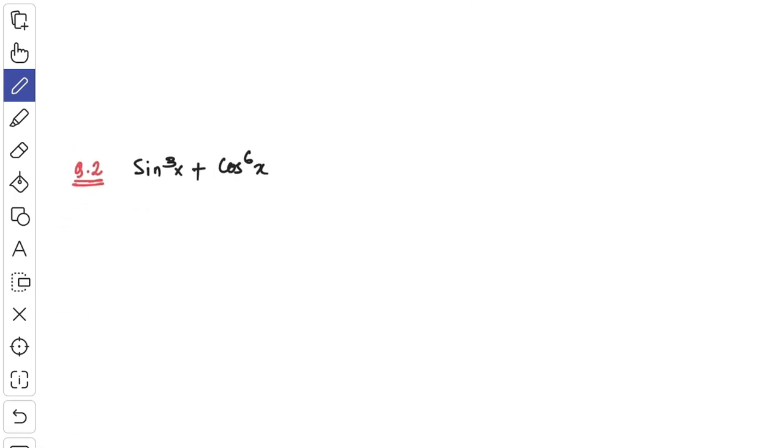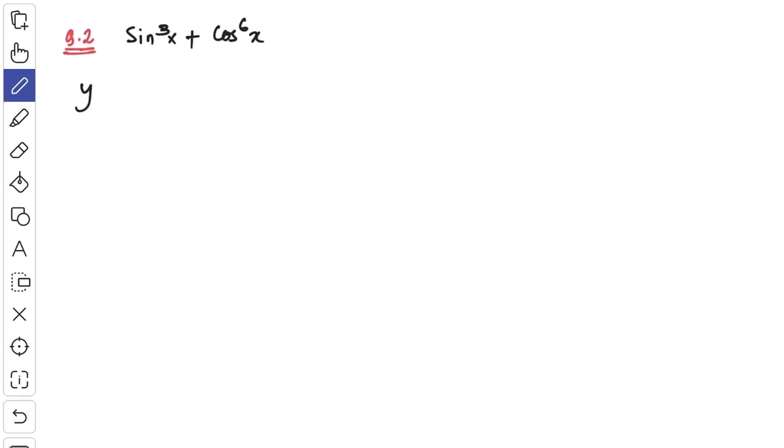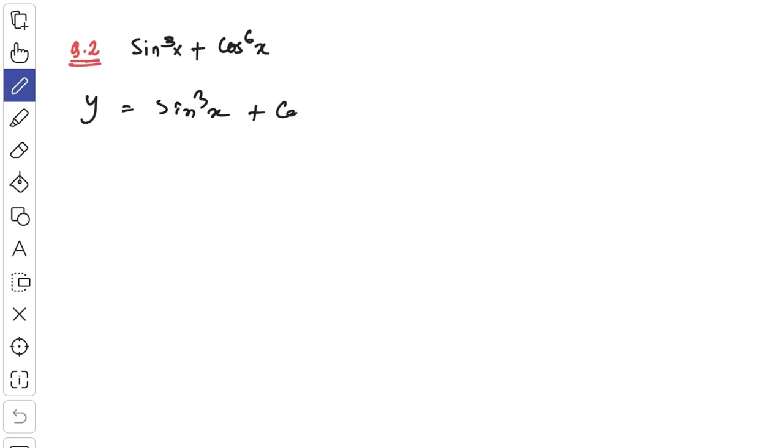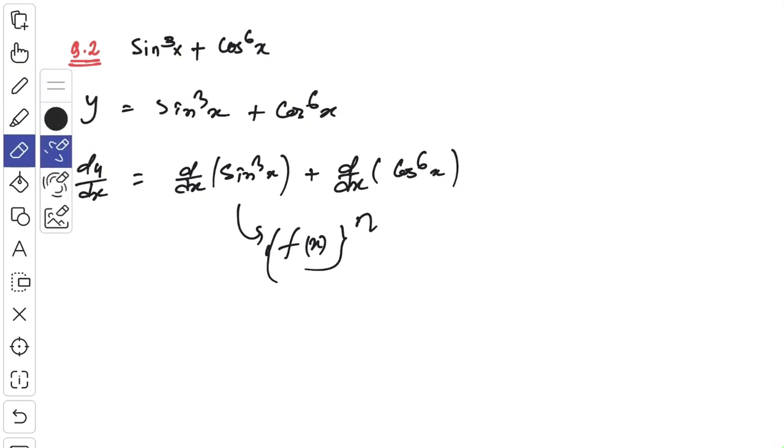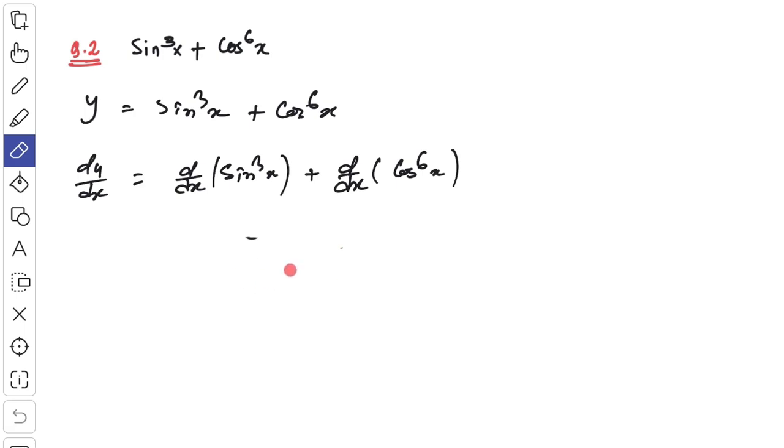This is the question. Here you see, let us take this expression as y = sin³x cos⁶x. So dy by dx, that's going to be the derivative of sin³x and the derivative of cos⁶x. Okay, now you can assume this as f(x) whole to the power n. If you do so, then again you can solve as number 1.